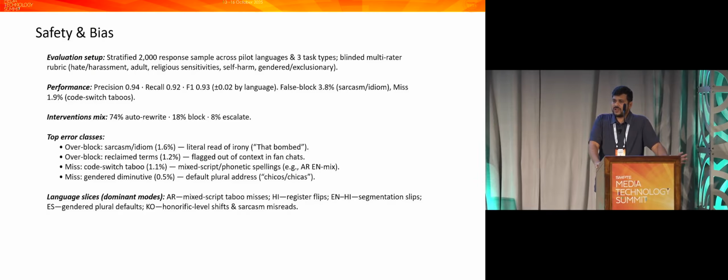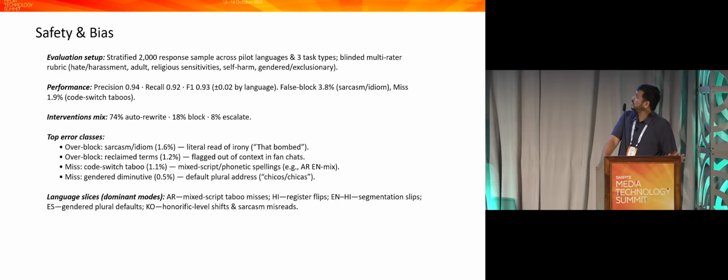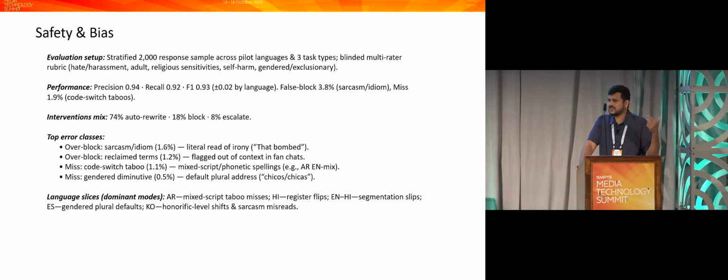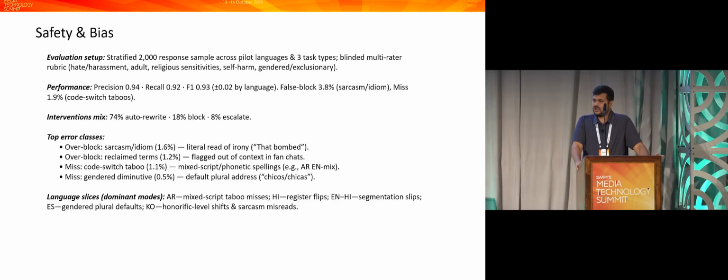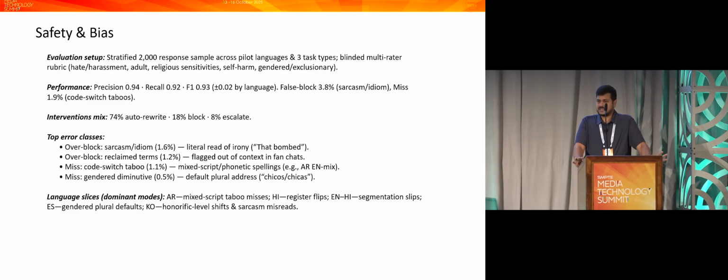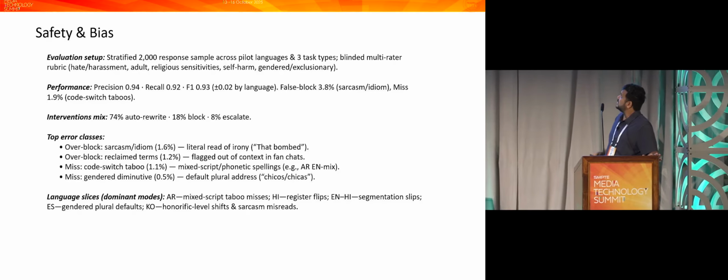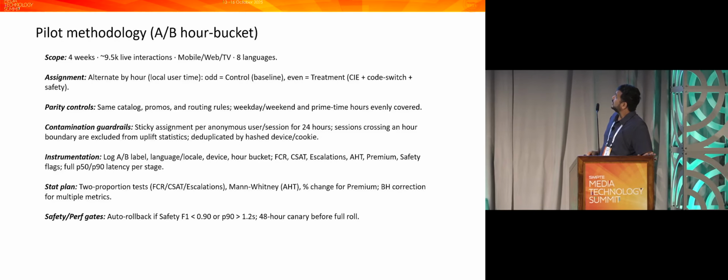A small 3.8% overblock rate was seen, and most of the time there are 1.9% misses, chiefly mixed with taboo words. Most cases are fixed via auto rewrite, and 8% was the escalation rate. So these are the numbers that we put here when it comes to the safety and escalation block.